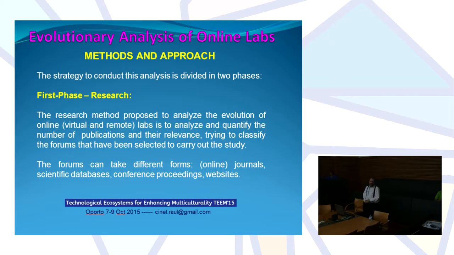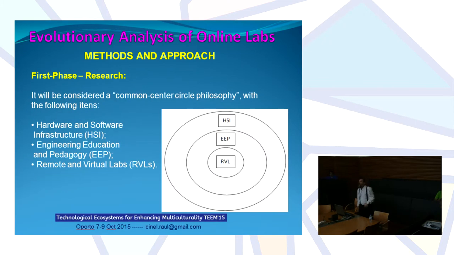The research is made in 2 phases. The first phase is to analyze the evolution, see the publications, it's a lot of investigation, and choose the forums that show what happened with online labs. These kinds of forums are journals, scientific databases, conference proceedings, websites, books, chapters, and so on.